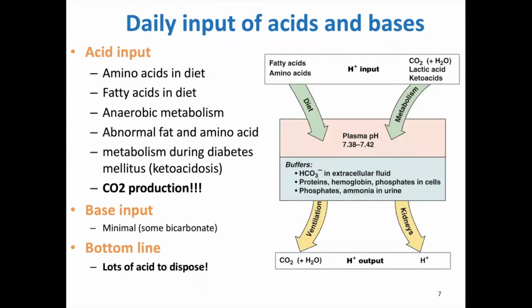So we have a lot of inputs into our body, right? So acid inputs that are contributing to our pH we can get from amino acids within the diet, from fatty acids within our diet, through anaerobic metabolism, abnormal fat and amino acids that are present in the system. Metabolism during diabetes can happen. And then we have a huge input any time that our cells are moving or functioning with that production of carbon dioxide. However, our base inputs are really minimal. Some bicarbonate can get in. And if you happen to be taking Tums, you can take that in as well. But the reality is, we have a lot of acid that we need to dispose of to compensate for this extreme intake of acids without having it balanced with any base intake.